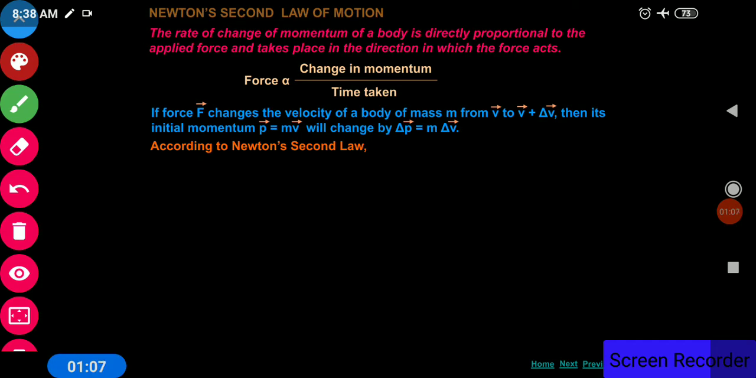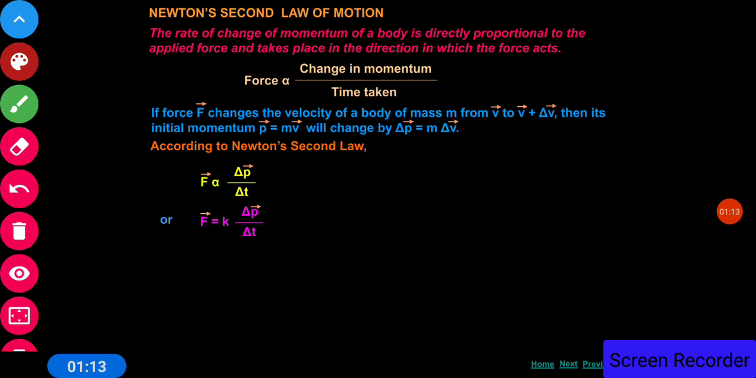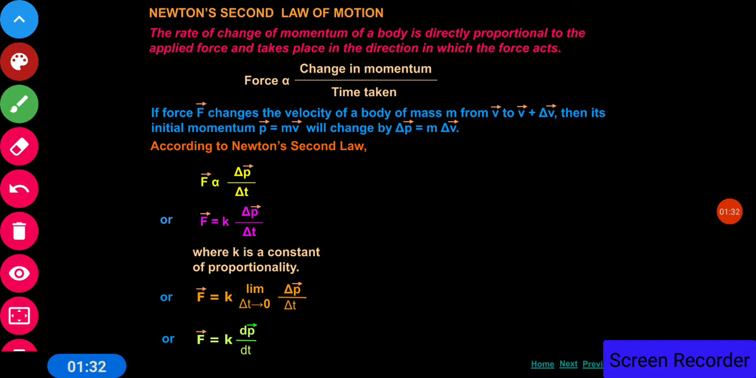According to Newton's second law, F is proportional to del P upon del T, or F = K del P upon del T, where K is a constant of proportionality, or F = K limit del T tends to 0 of del P upon del T. This is the instantaneous value of the force. Or we can say that F = K dP upon dt. This you have studied in the previous lesson, so this changes to dP upon dt in the differentiation.